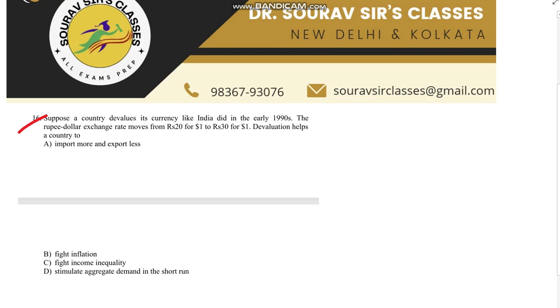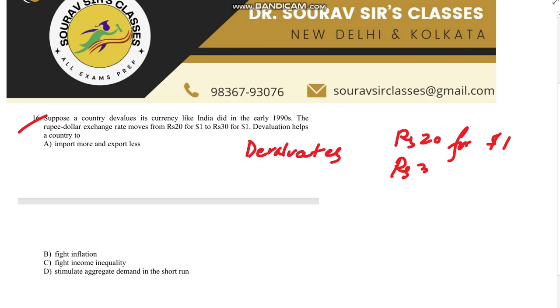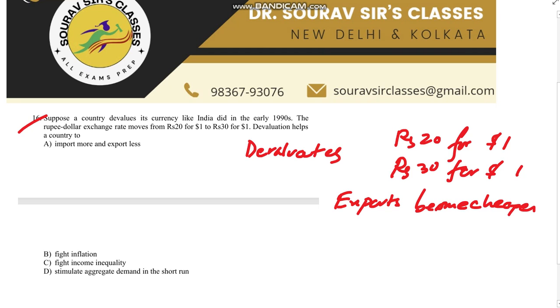So we know when a country devalues its currency, it lowers the value of its currency relative to foreign currency. So in this case, the rupee moves from rupees 20 to rupees 30. Then what will be the expected effects? Exports become cheaper for us. Exports become cheaper for foreign buyers, because they can now buy the same good for fewer units of their currency, because the price, as we can see, for Indian goods in dollars has decreased.